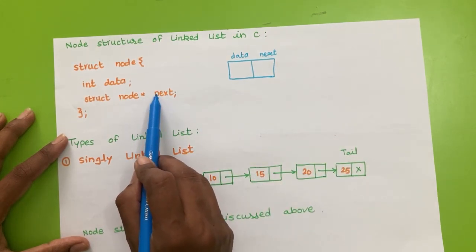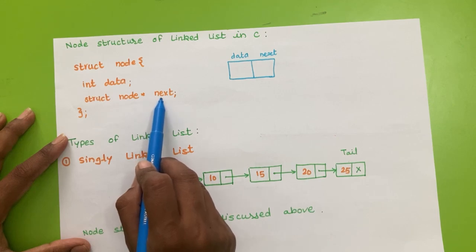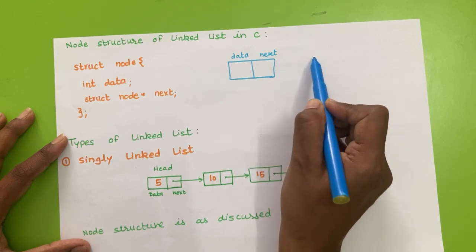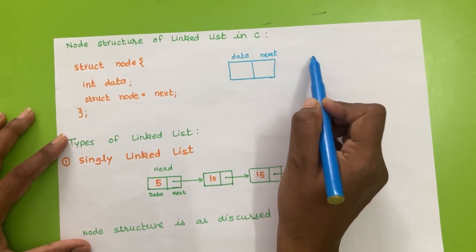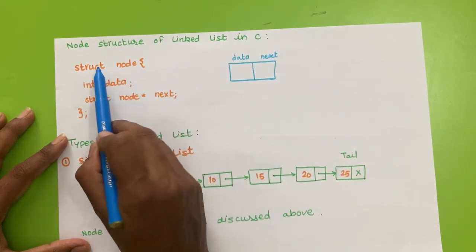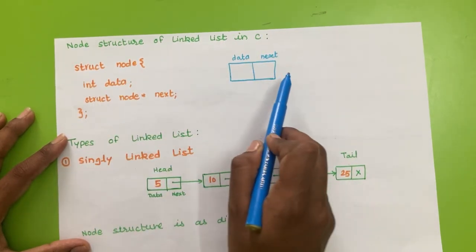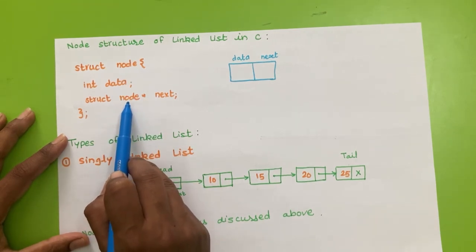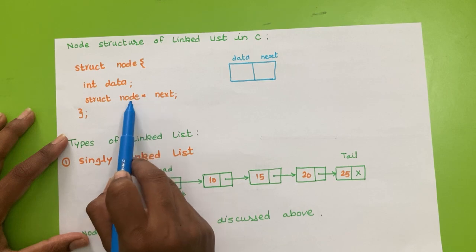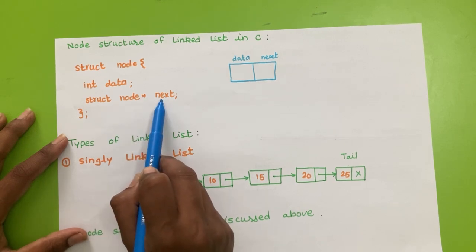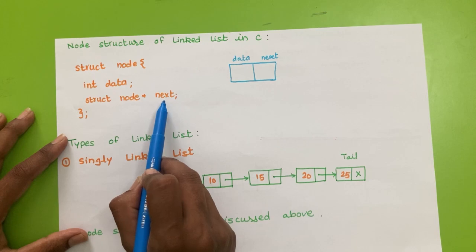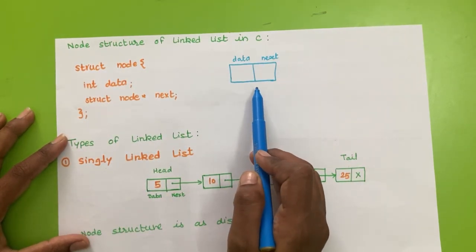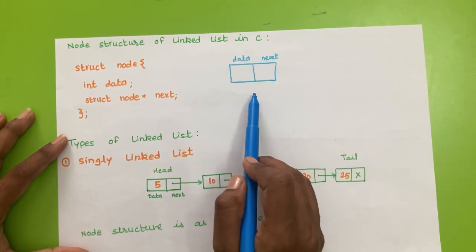Okay, and the next part is the pointer field. So I have taken the pointer of node, because it is going to store another node, and that node's data type is struct. That's why that node's type is node. So that's why I have taken a pointer of the node structure, and the name of the field is next. So this will complete the node structure of the node in the linked list.